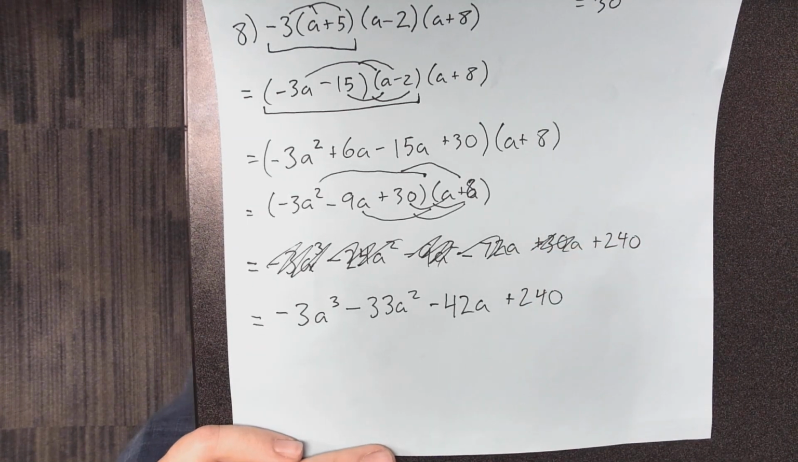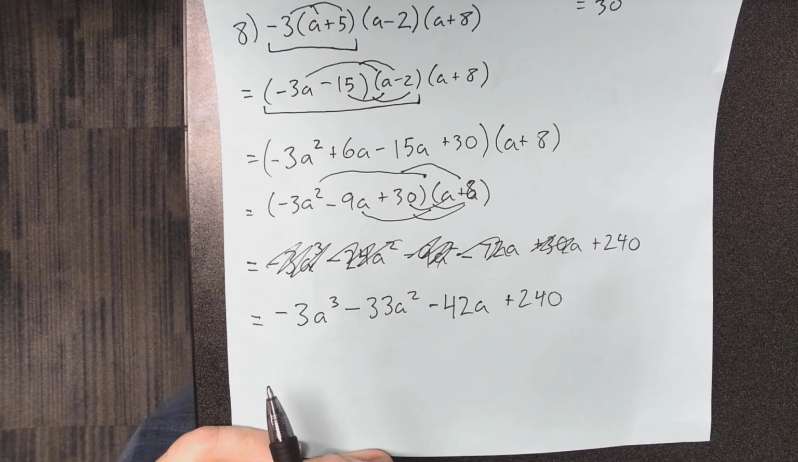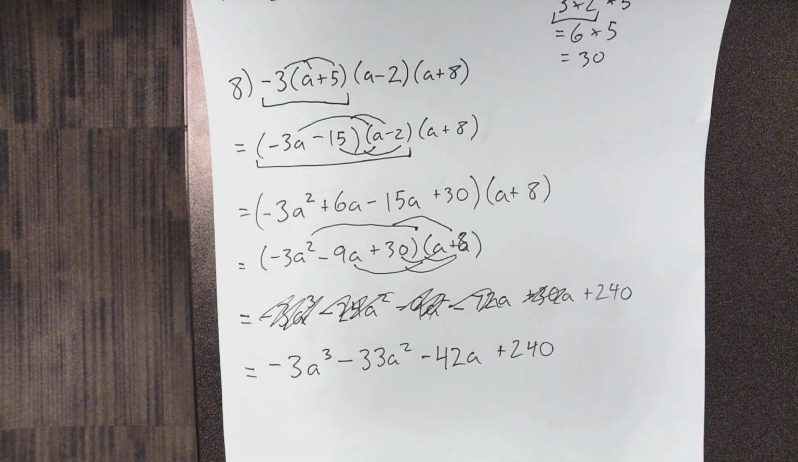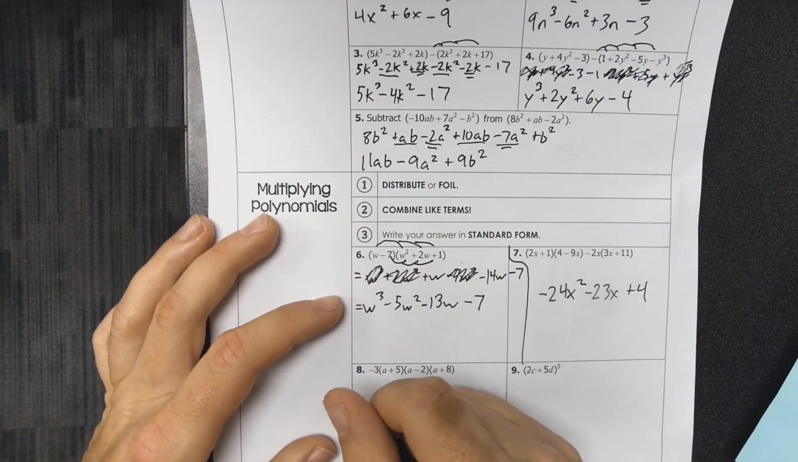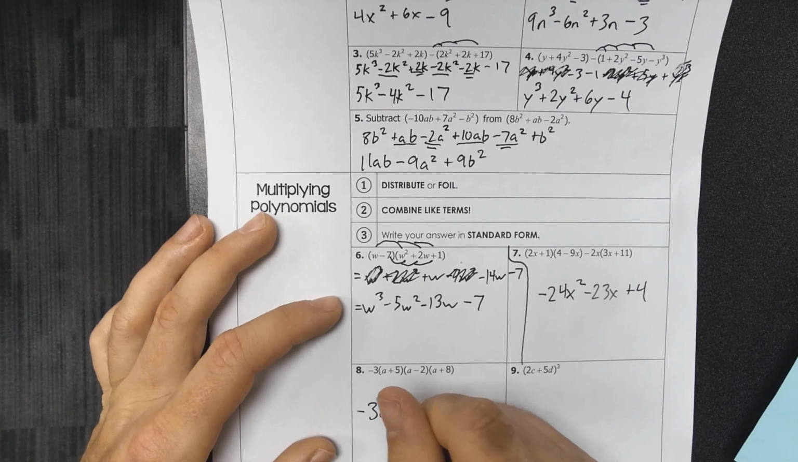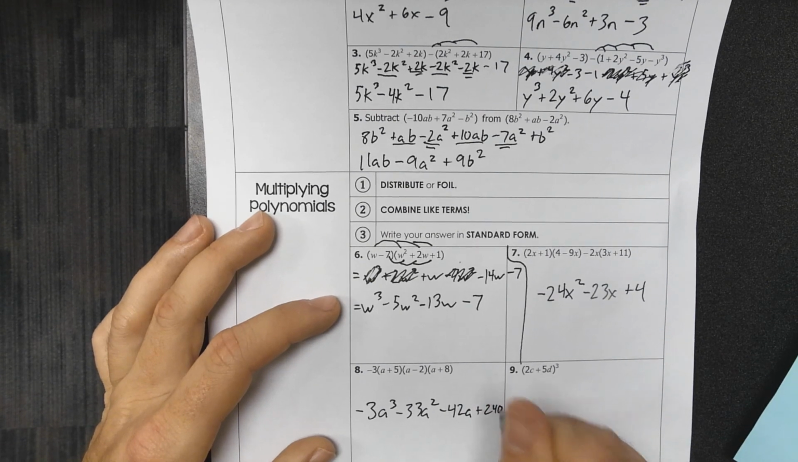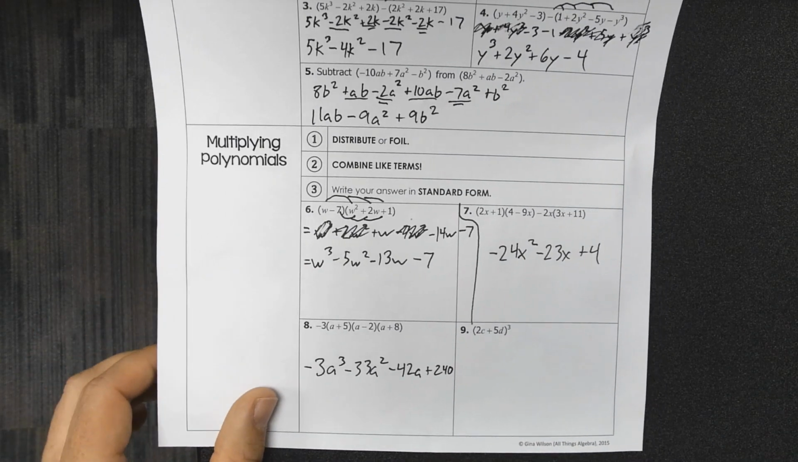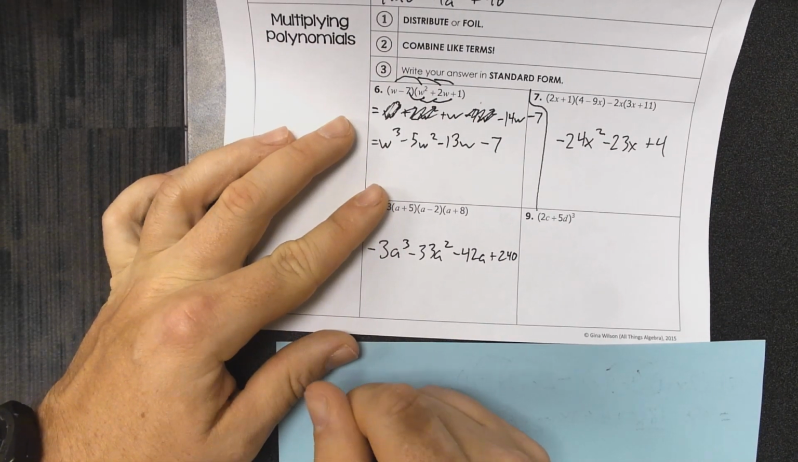You can see that was definitely a longer problem, just a lot of steps of multiplication over and over again. I have no idea how you would fit that into that tiny little square on the lecture packet. Yeah, it'll work on a separate sheet of paper. So if you were to multiply all these, the answer you would get here is negative 3a cubed minus 33a squared minus 42a plus 240. Number 9, I don't know if I could fit it in the square, so again, I'm going to go to a separate sheet of paper, which I encourage you to do as well, if need be.